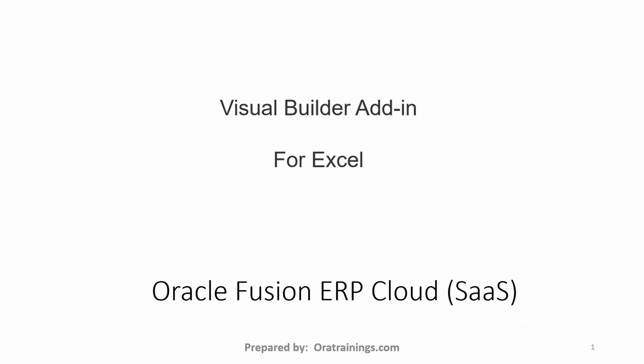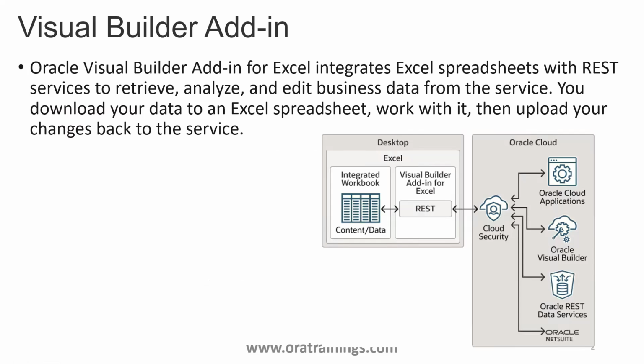In this session, we'll discuss a plugin called Visual Builder add-in that works with Excel. So let's get into the understanding. What is this Visual Builder add-in? This is one of the Excel sheet plugins which we use for performing DML operations on the REST API. That REST API can be of Oracle Fusion ERP, or of Visual Builder, or it can be an ORDS REST API.